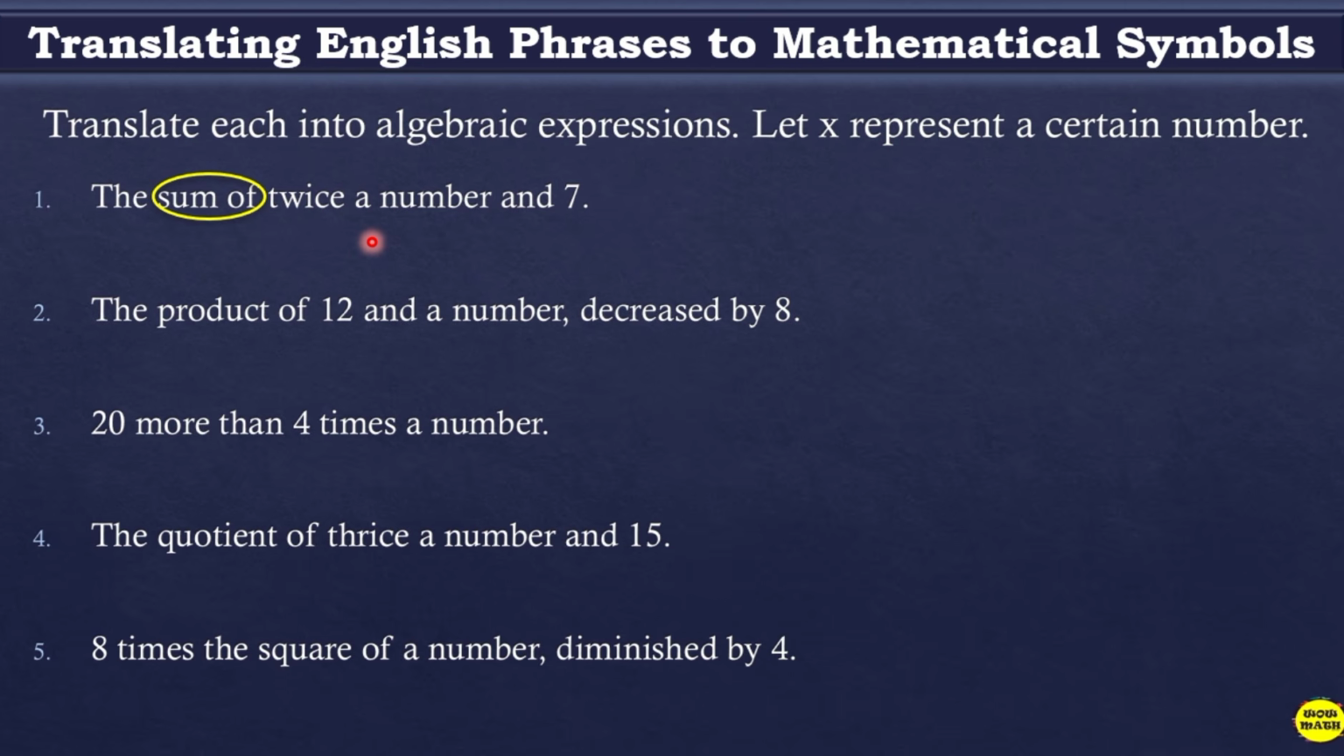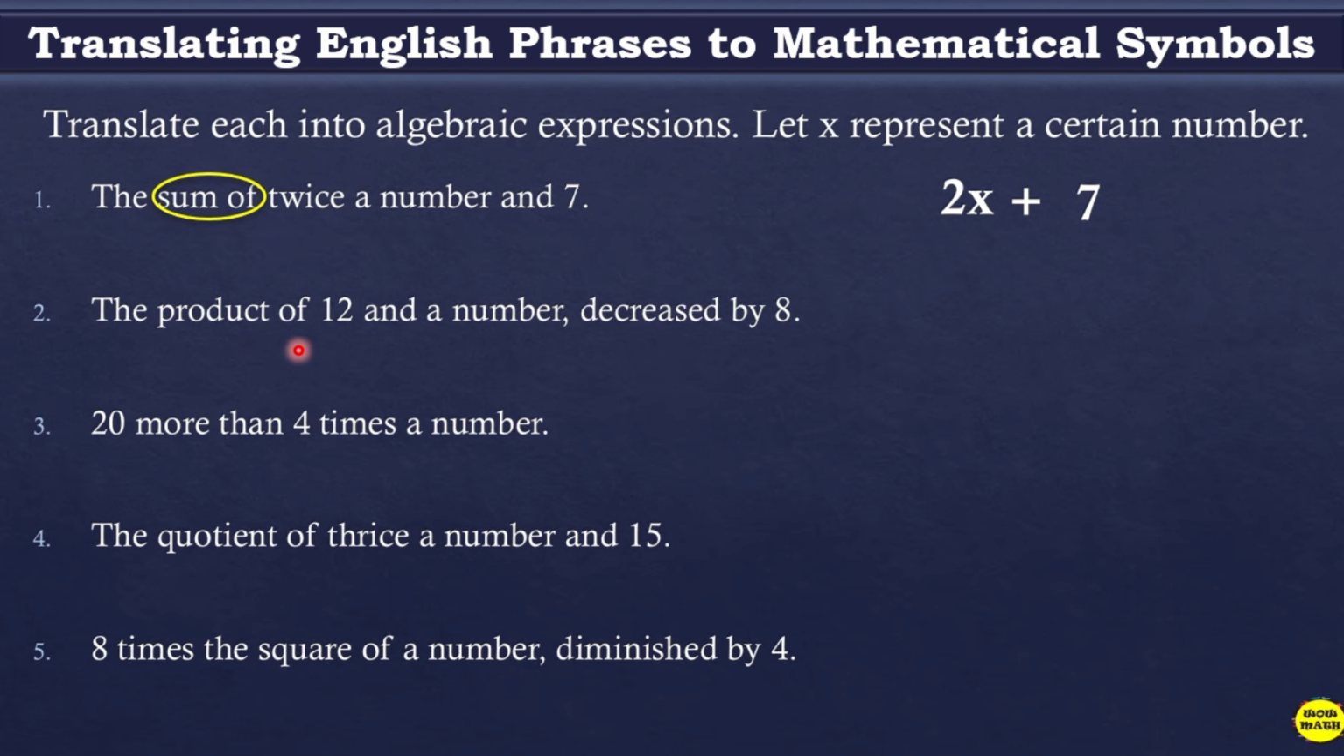So, the sum of, so ibig sabihin, plus yan. The sum of, sum ng ano? So, balikan mo, twice a number, so 2, a number is x, so 2x, okay, twice a number, and 7, so 7. So, therefore, the sum of twice a number and 7 is 2x plus 7. Okay? So, tingnan mo mabuti. Meron na tayong sum dito. Meron ng twice. Ibig sabihin, multiplication. So, dapat alam po natin, kapag more than 1 ang operation na binigay sa ating phrases. Okay?